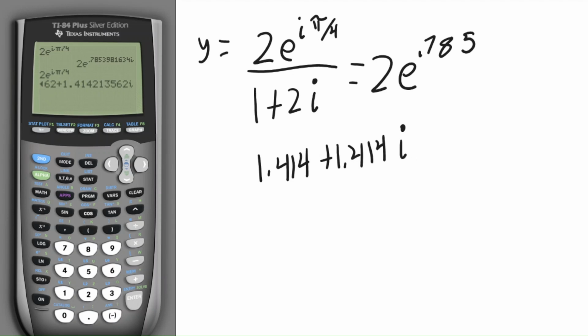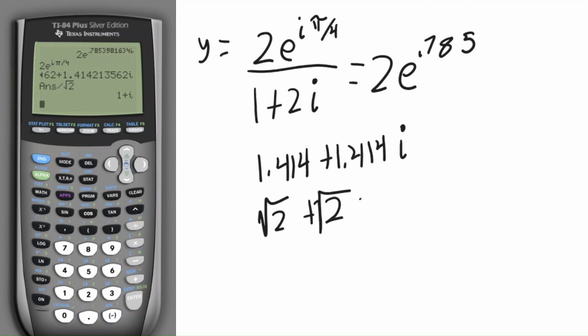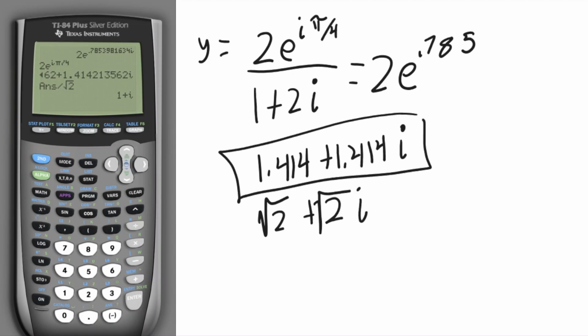Now, if you want this in exact form, it's a little bit trickier. Notice that I could divide by the square root of 2, because I noticed that 1.414 is the square root of 2. If I divide by the square root of 2, I get 1 plus i. So that means this is root 2 plus root 2i. But you kind of have to recognize that to get it. But in any case, we can find rectangular or polar form without using anything except our calculator. We don't actually have to understand any of this.